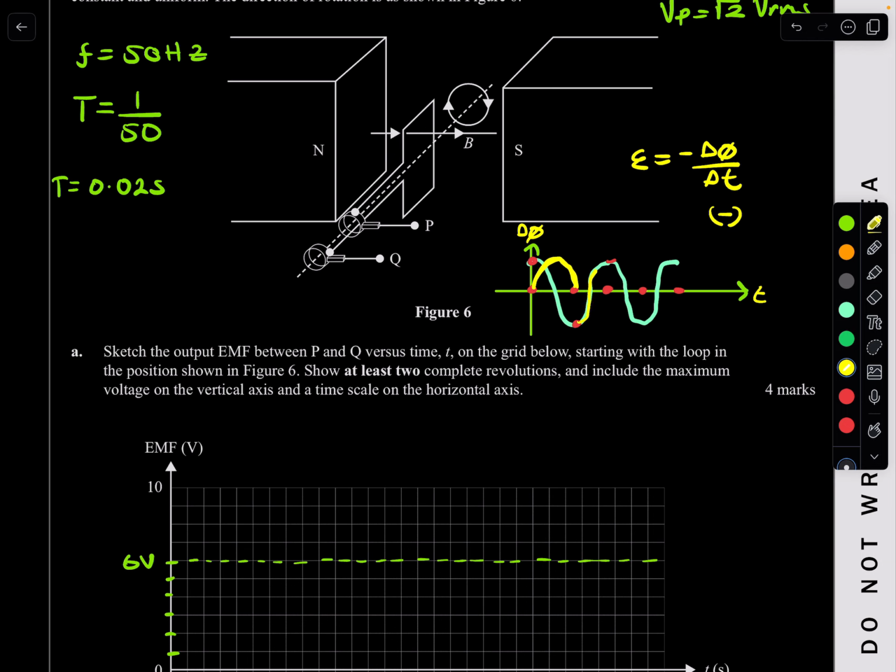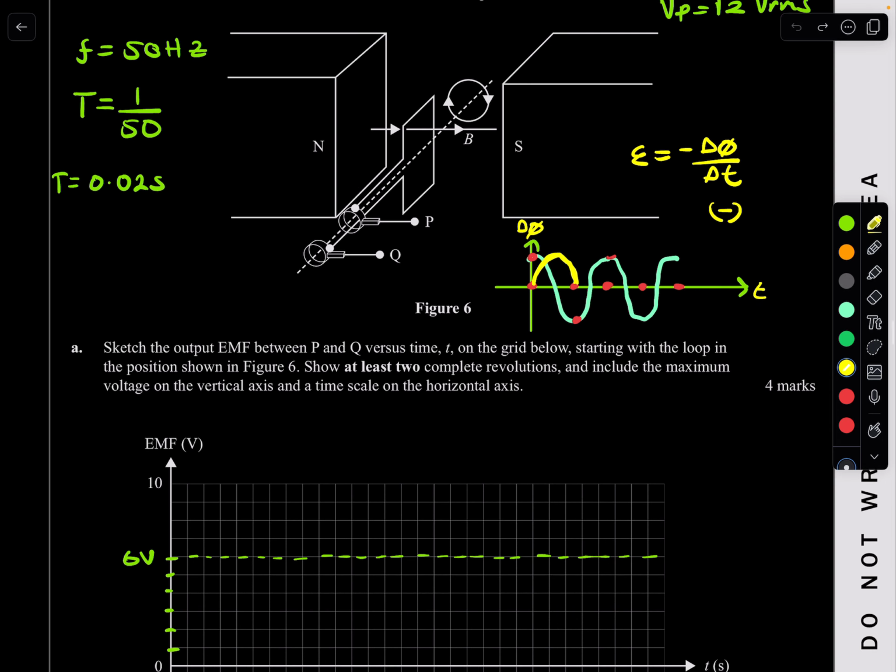And so from here to here, it's positive. You can see the gradient is positive because it's increasing. So when it's increasing, your gradient is positive, but remember, it gets multiplied by that negative. So it becomes negative overall. So it's going to be below. And so you can see that there's a sequence. So now it's going to go like that and that, pretty much. And that is how your EMF graph would look.